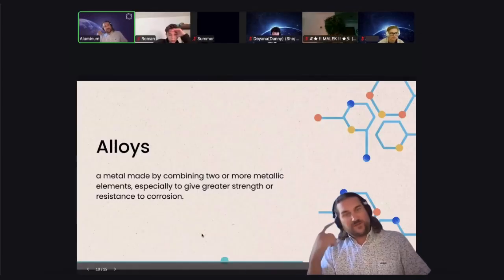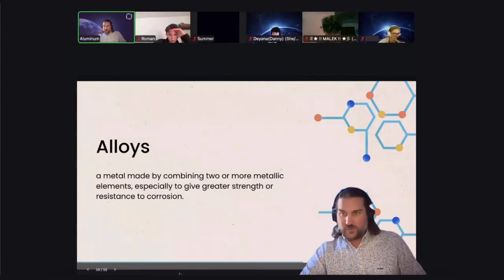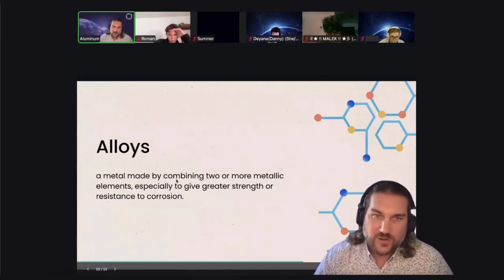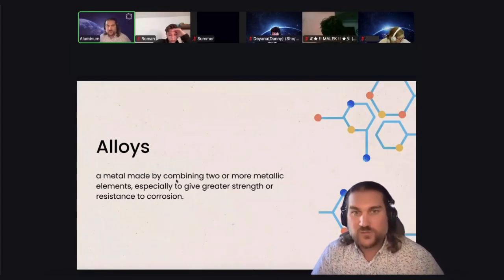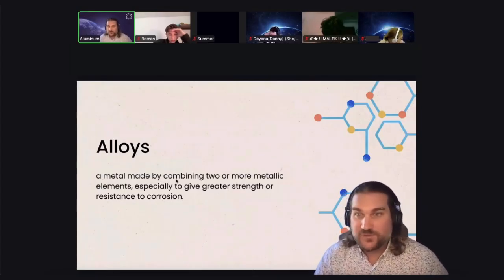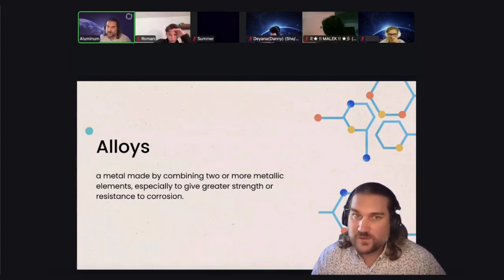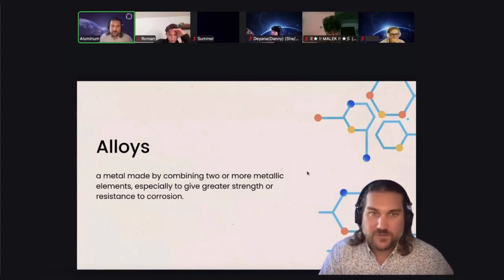Not only do we have elements in a periodic table, we have alloys, which are a combination of two or more metallic elements. And what these things do is they give them greater strength, resilience to corrosion. These are the kinds of materials we'll be using in our spacecrafts, most likely.